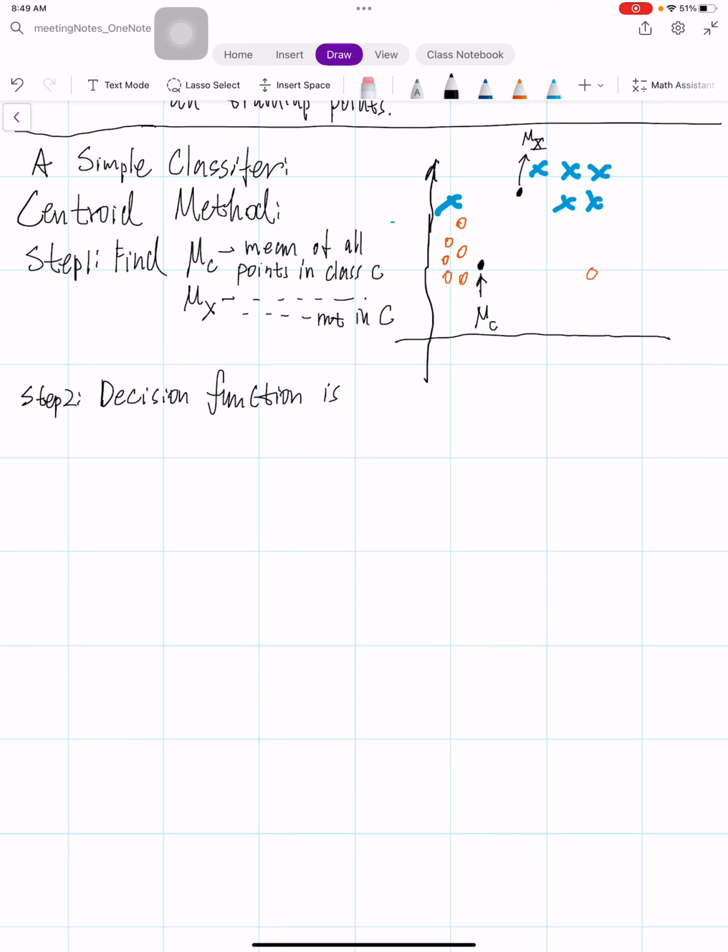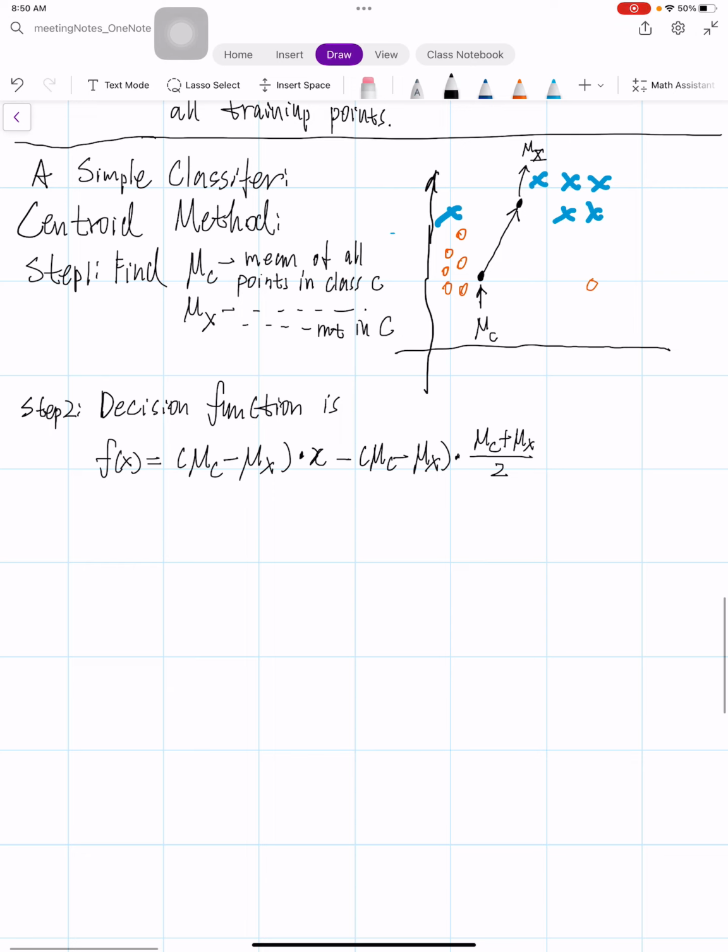The decision function is f(x) equals mu c minus mu x, which represents a vector pointing from this mu c to mu x, dot product with x. This x is also a 2D vector, minus the dot product of mu c minus mu x with mu c plus mu x divided by 2. So this is our classifier.